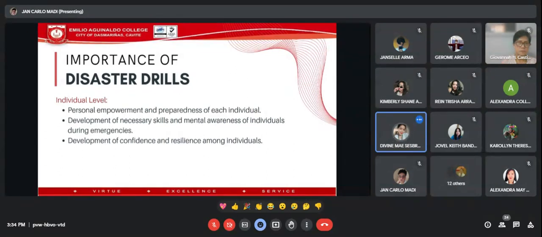participation sa mga drills, especially kung regular yan, nakakapag-contribute yun sa development ng muscle memory and reflexes ng bawat individual, which ito yung nakaka-ensure na kaya nilang mag-react quickly and efficiently doon sa mga high-stress scenarios na tulad nga ng mga earthquakes, fires, and floods.